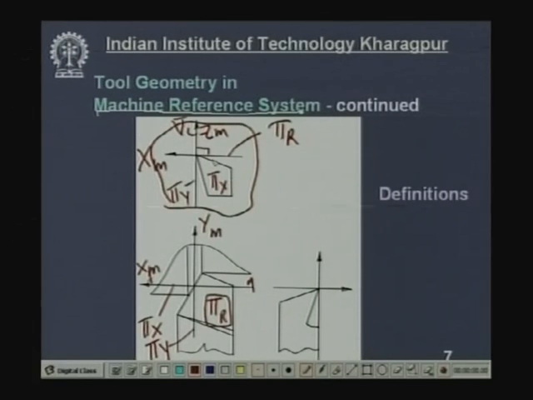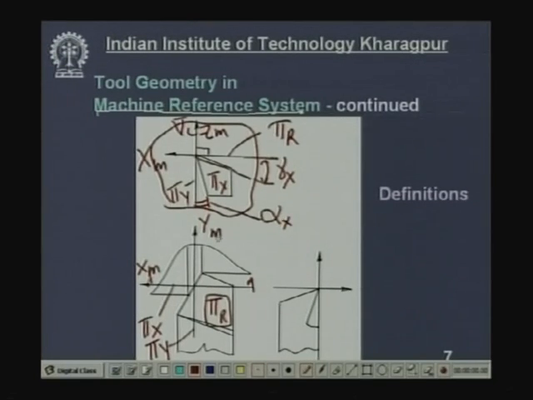Now, friends, this is the rake angle: the angle of inclination of the rake surface from the reference plane. This is gamma, but in which plane has it been drawn? In the pi x plane. So, it will be denoted by gamma x, and this gamma x is called side rake. And this is the clearance angle alpha, measured on the pi x plane. So, this will be alpha x, the side clearance. Side rake and side clearance.